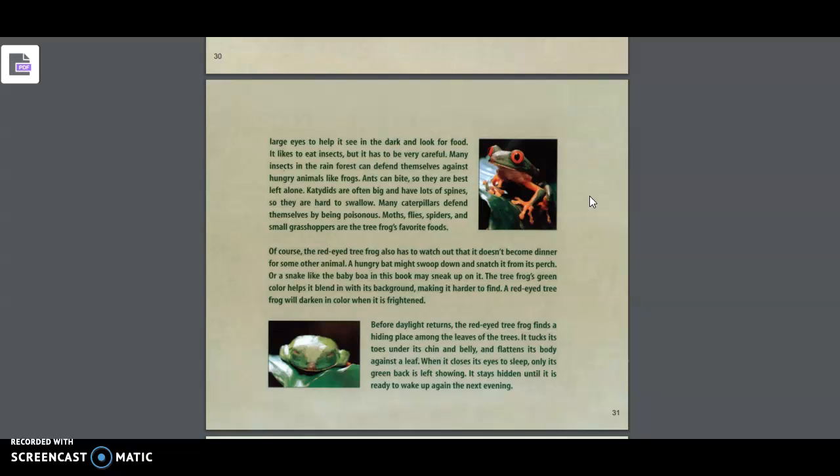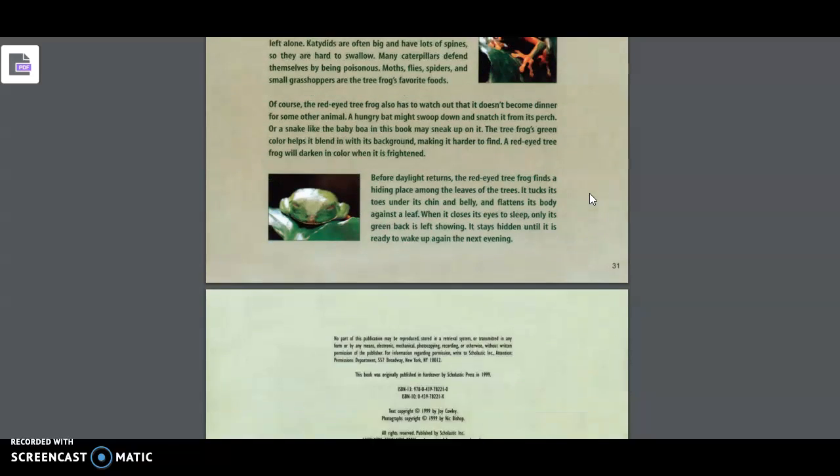Before daylight returns, the tree frog finds a hiding place in the leaves. It tucks its toes under its chin and belly and flattens its body. When it closes its eyes to sleep, only the green back is left showing, and it stays hidden until it's ready to wake up again the next evening.